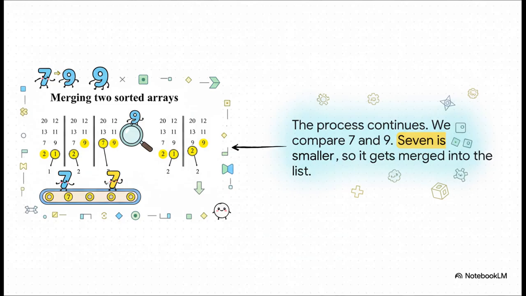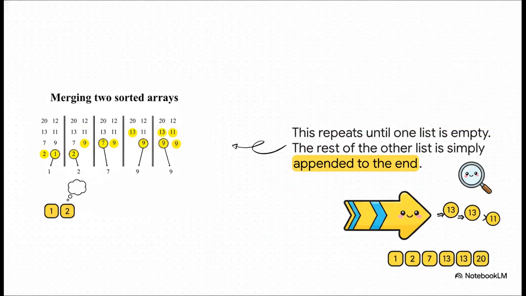You see the pattern emerging, right? We just systematically pick the smallest element available every single time. Now this picture shows the end game perfectly. This simple comparison process just keeps going until one of the lists is totally empty.